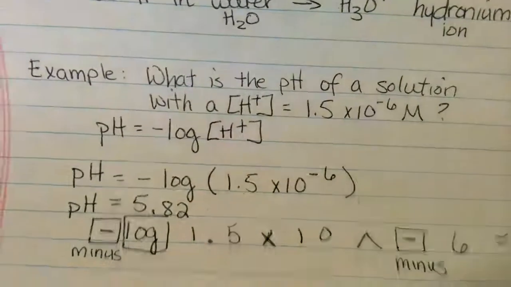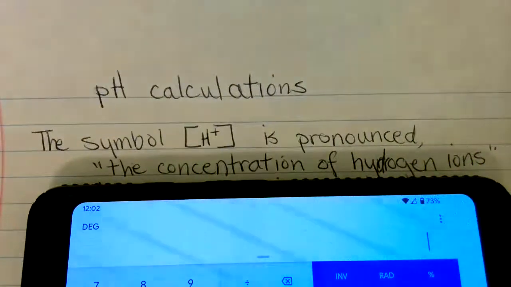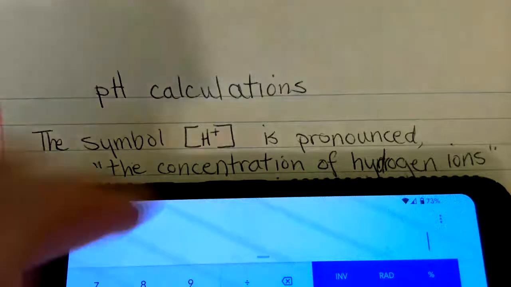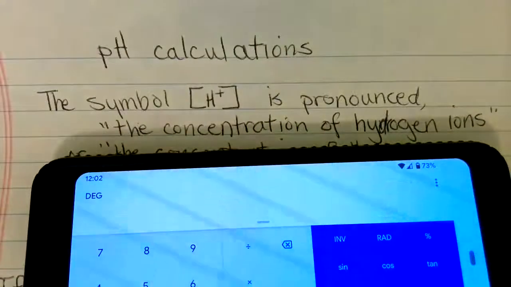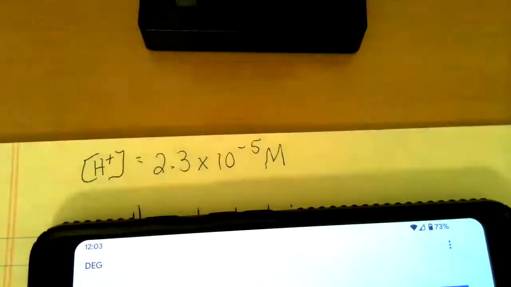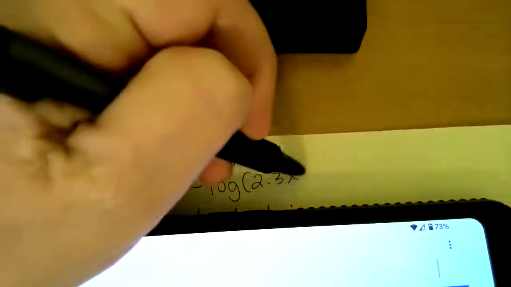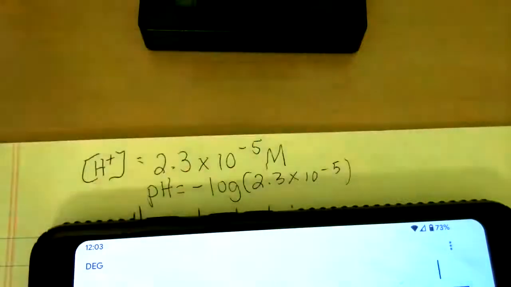I'll do one more for you. Let's clear this out. And let's do the pH of, what would be a good one? How about 2.3 times 10 to the negative 5? I'm going to do the concentration of hydrogen ions or hydronium ions is equal to 2.3 times 10 to the negative 5 molar. pH will then be the negative log of the concentration, so 2.3 times 10 to the minus 5.